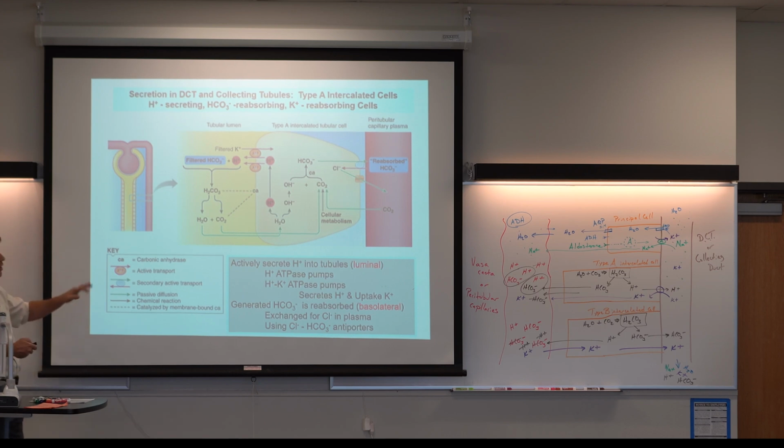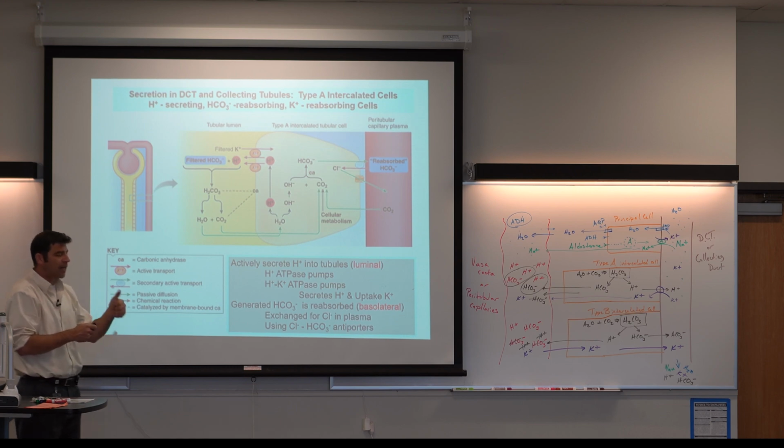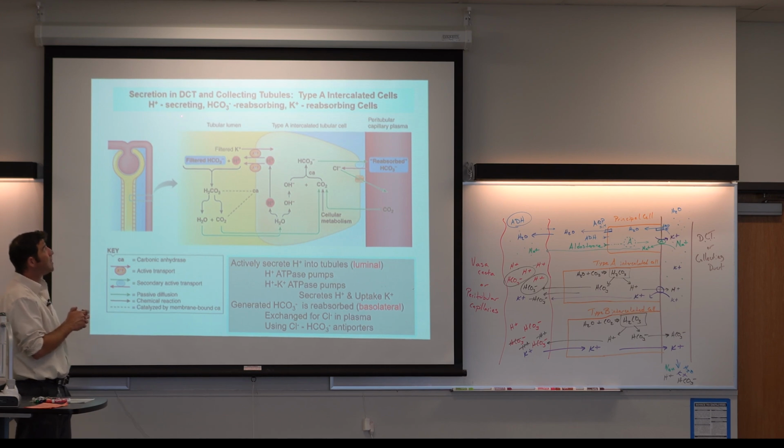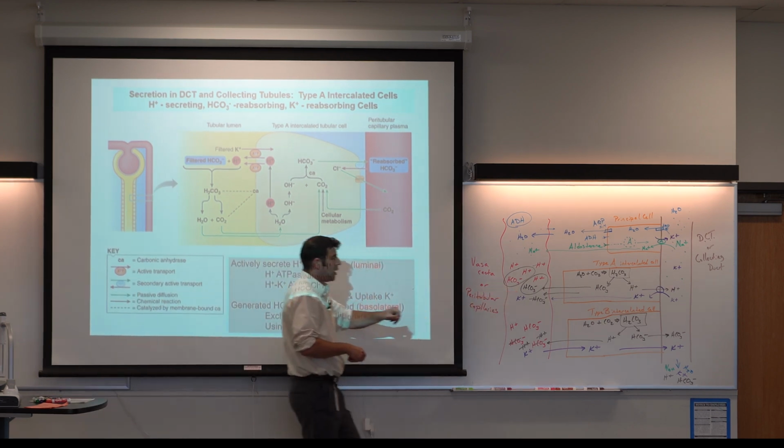Here's the detailed picture of our type A intercalated cell. And really the heading up here on the screen is everything that we need to remember. What we need to remember about type A intercalated cells is that they are activated when the blood is too acidic. So what they do is they secrete, they get rid of these hydrogen ions because we already have too many of those. And they reabsorb the bicarbonate, that negatively charged ion, because we need more of those bicarbonate ions. We want to get rid of those hydrogen ions.